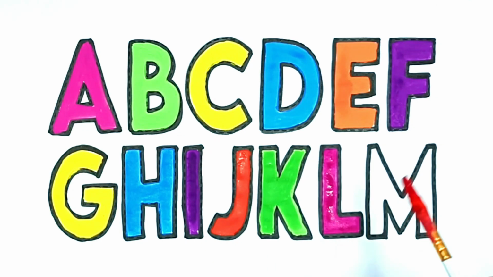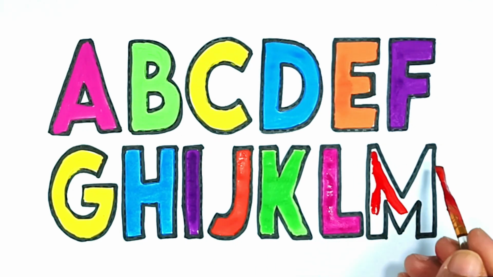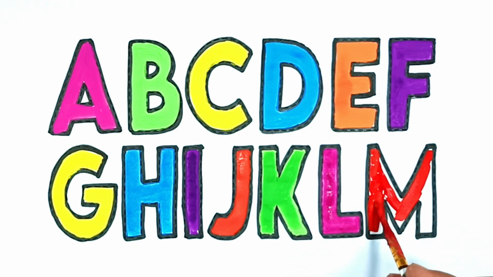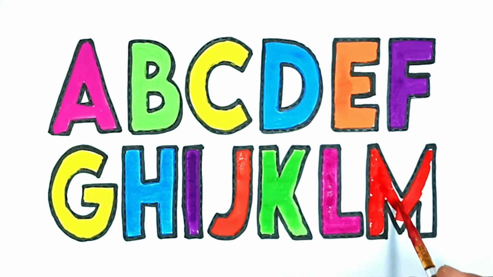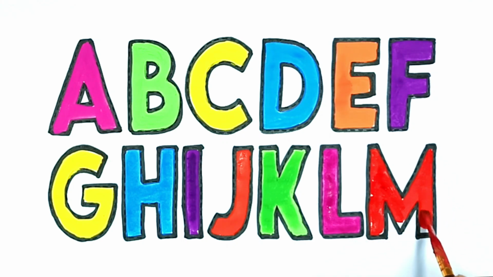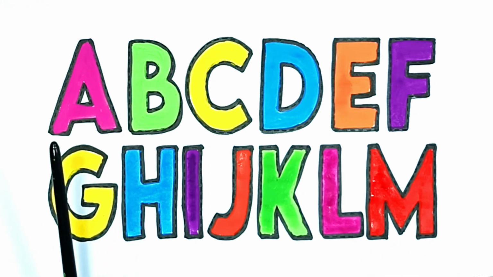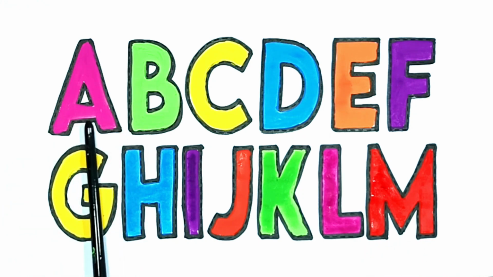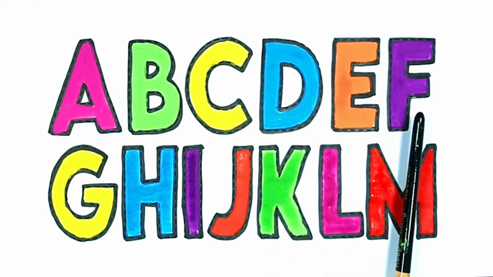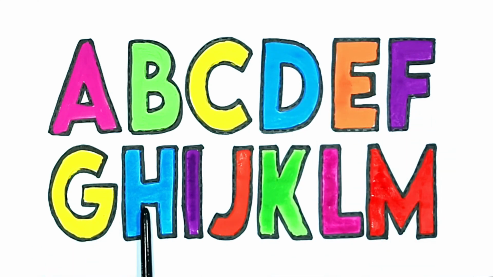L for lamb. Old MacDonald had a farm, E-I-E-I-O. And on his farm he had a cow, E-I-E-I-O. With a moo-moo here and a moo-moo there, here a moo, there a moo, everywhere a moo-moo. M for man. Old MacDonald had a farm, A, B, C, D, E, F, G, H, I, J, K, L, M.